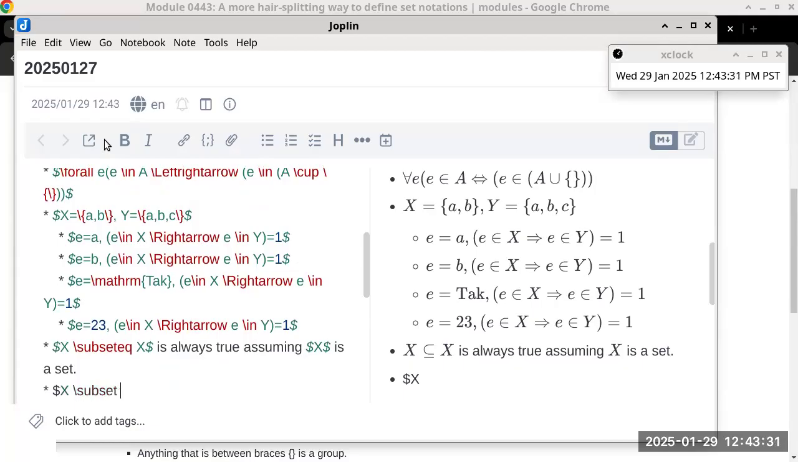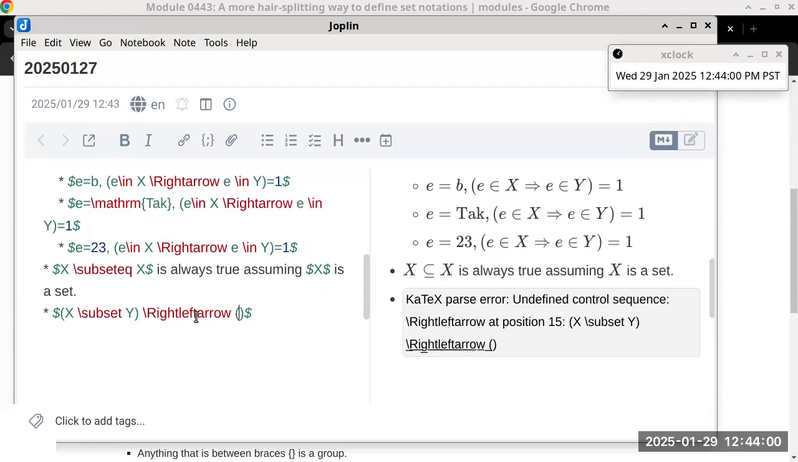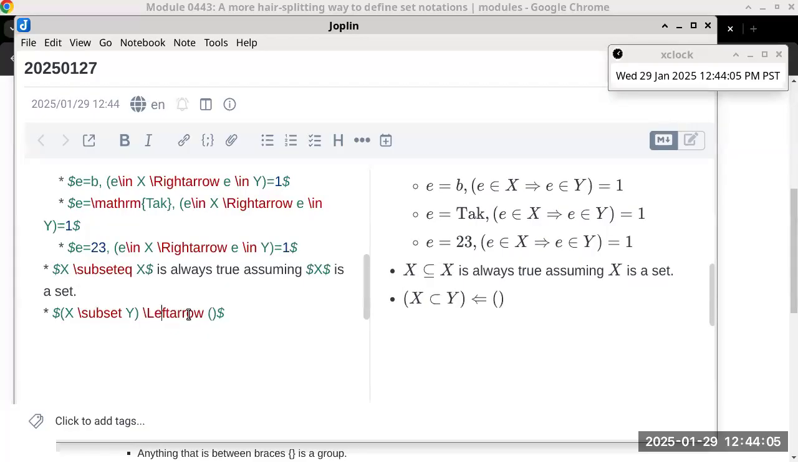So X is a subset of Y. I'm going to do it in proper mathematical notation the whole way. So put this in parentheses and close it first. Then the left-right arrow, which is if and only if. Let me scroll up. It's left-right arrow, not right-left. It's the left-right arrow, which is if and only if.